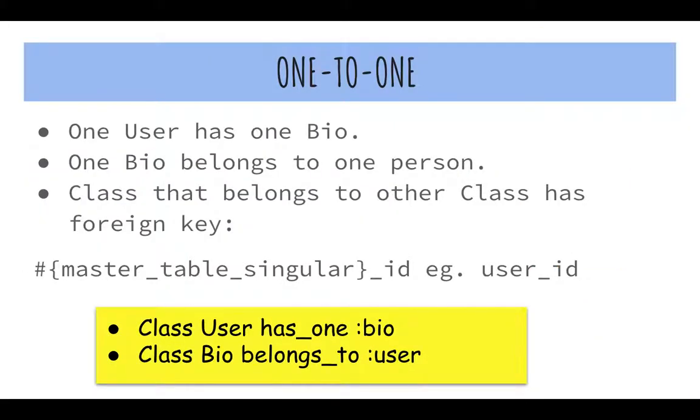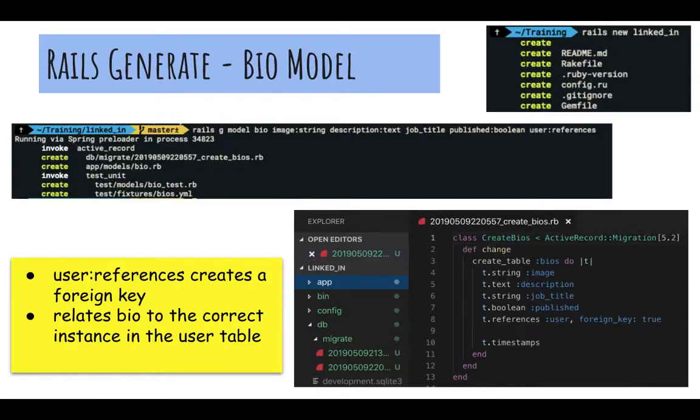So one user has one bio. One bio belongs to one person. That's a class that belongs to another class, and this has a foreign key that is automatically set up for us by Rails. In the database, it would be our master table singular with ID on the end. So user ID would be added to the bio. So let's have a look how we do that.